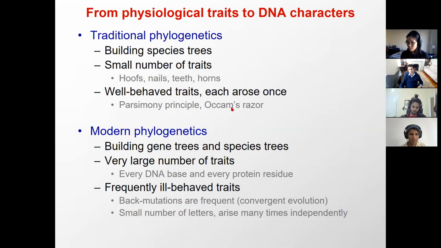So Occam's razor is basically the idea that if I have two hypotheses that explain the world and the data equally well, I'm going to choose the hypothesis that is less complex. And that applies in the case of parsimony for phylogenetics by basically saying I'm going to choose the topology that has the fewest events. So that's traditional phylogenies. They're only able to build species trees, and they're based on morphological traits, which are few but well behaved.